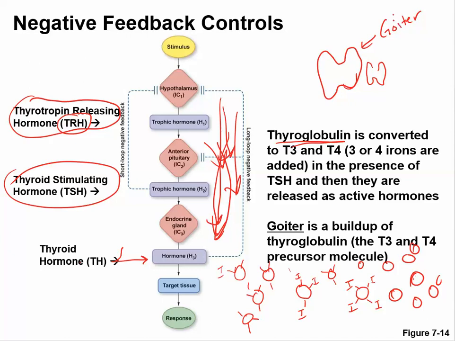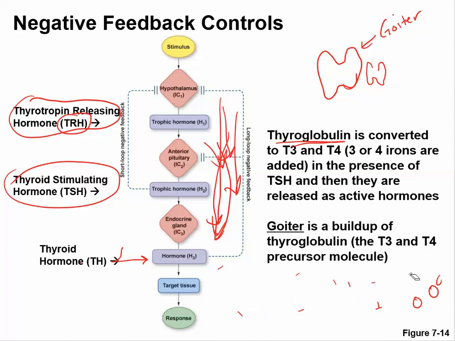Okay, so that's what a goiter is. A goiter is a buildup of the thyroglobulin, this precursor molecule, and it's just waiting for the iodine. So if your blood levels of iodine are low, in fact, I knew somebody just recently that decided to eat healthier, and one of the things they did is they cut out everything that was not natural, and one of those natural things that they cut out was salt.